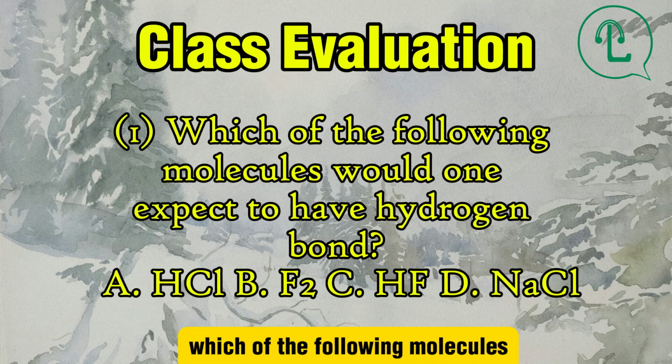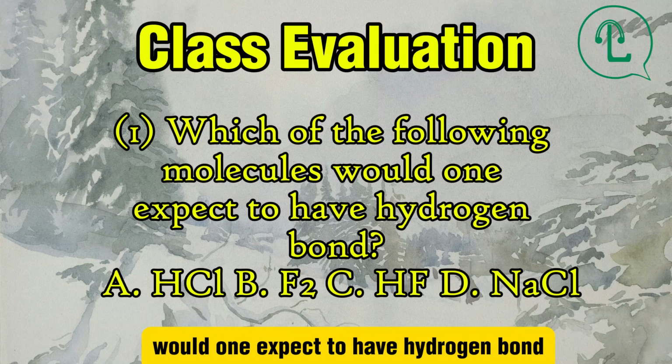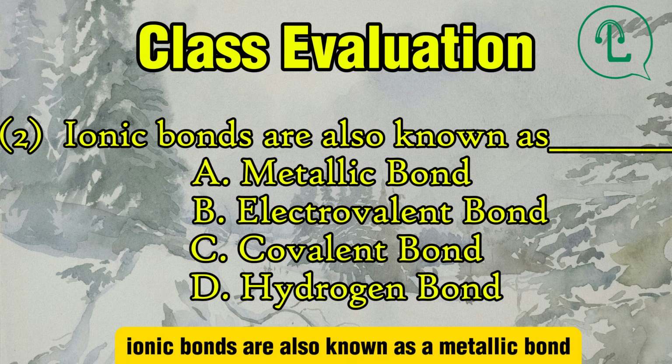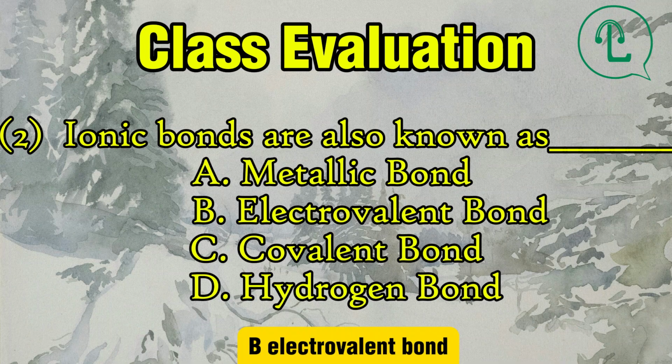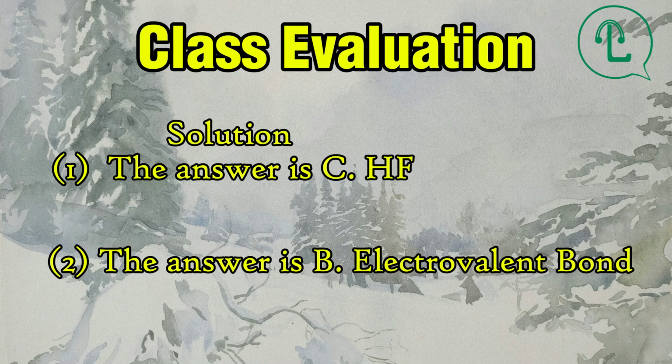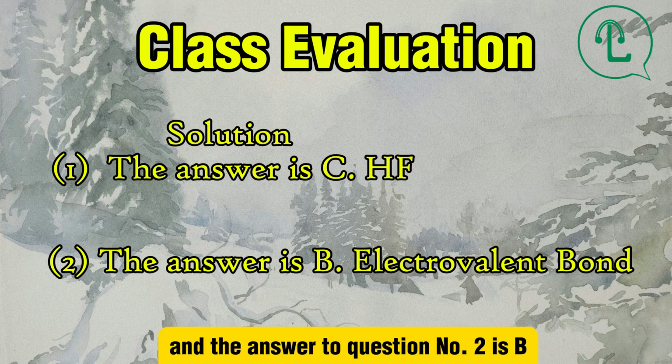Class evaluation. Question 1. Which of the following molecules would one expect to have hydrogen bond? A. Hydrogen chloride. B. Fluorine molecule. C. Hydrogen fluoride. D. Sodium chloride. Question 2. Ionic bonds are also known as A. Metallic bond, B. Electrovalent bond, C. Covalent bond, D. Hydrogen bond. The answer to question number 1 is C. Hydrogen fluoride. And the answer to question number 2 is B. Electrovalent bond.